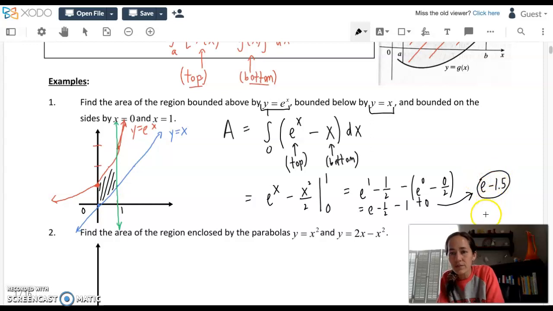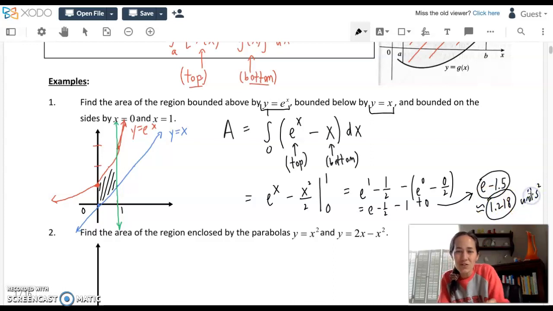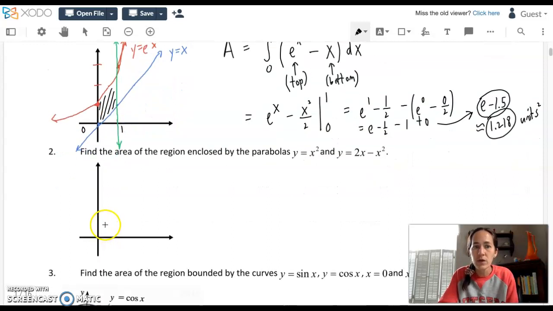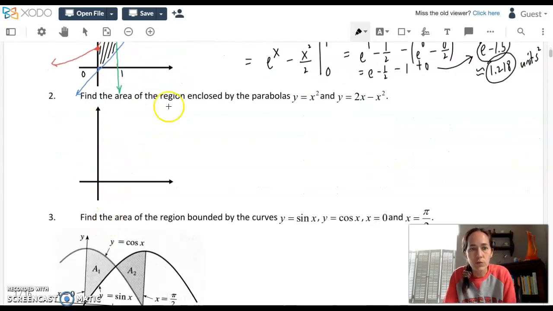It's a weird way to leave the answer for just the common layperson, so we will put that into the calculator and get a rough approximation, 1.218 when rounding to the nearest thousandth, units squared. Check back with the picture, make sure it looks like a reasonable estimate for the amount of units that would be enclosed there. But yeah, just between 1 and 2. All right, let's see if we can find some more top and bottom function action in the second question.